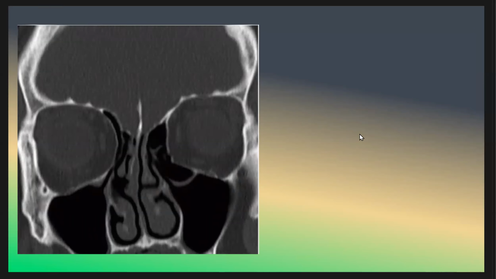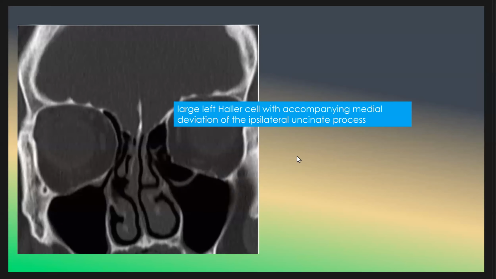The patient here has a normal variation, and this is a large Haller cell associated with medial deviation of the ipsilateral uncinate process. The medial Haller cell with medial deviation of the ipsilateral uncinate process.